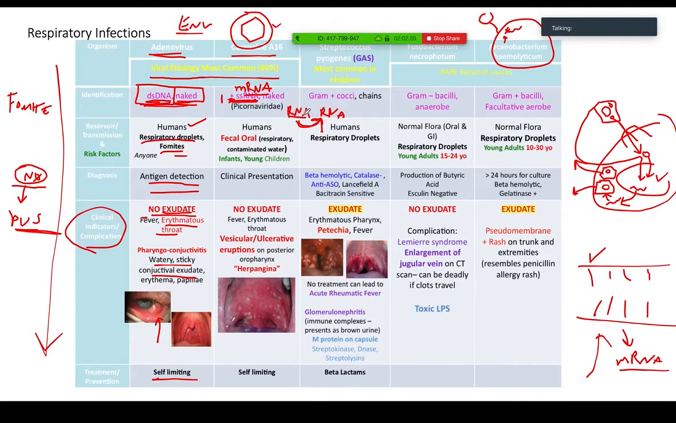Great. So moving right along here, for Coxsackie virus. Now let me erase some of this stuff. We're starting to collect too much stuff on this slide.